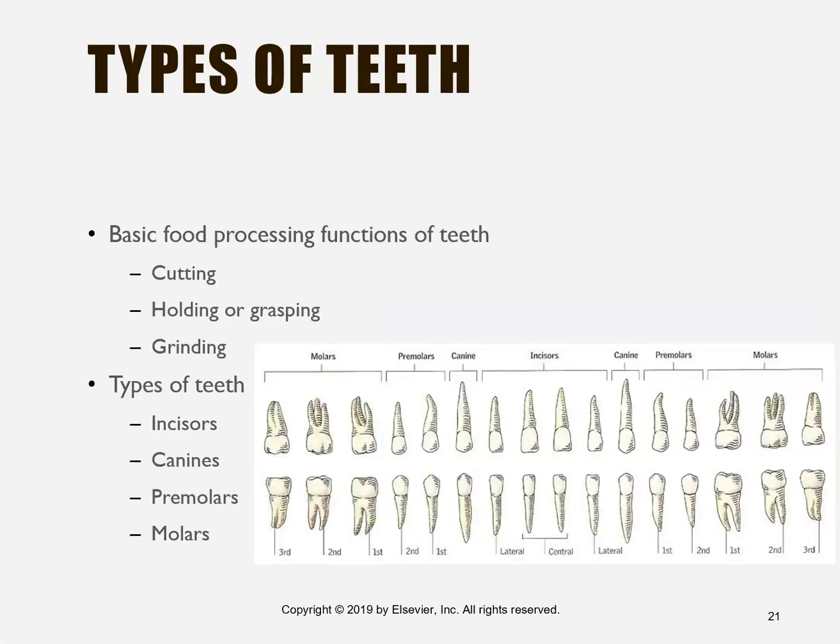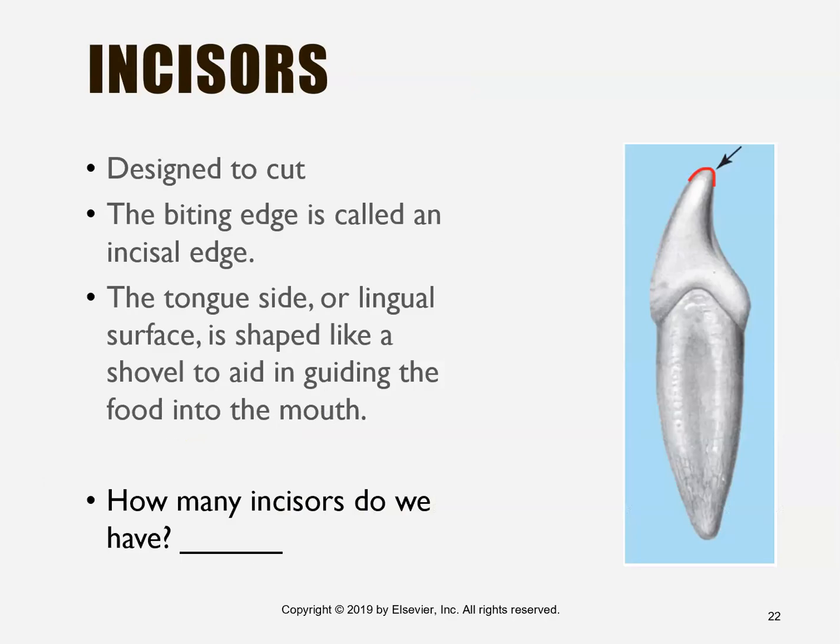Now let's look at the different types of teeth. So we have incisors, which are our front teeth, and in total we have 8 incisors. We have our central incisors and we have our lateral incisors, both on the max and in the mand. Then we have our canines, we then have our premolars, and we have our molars. So let's look at incisors first.